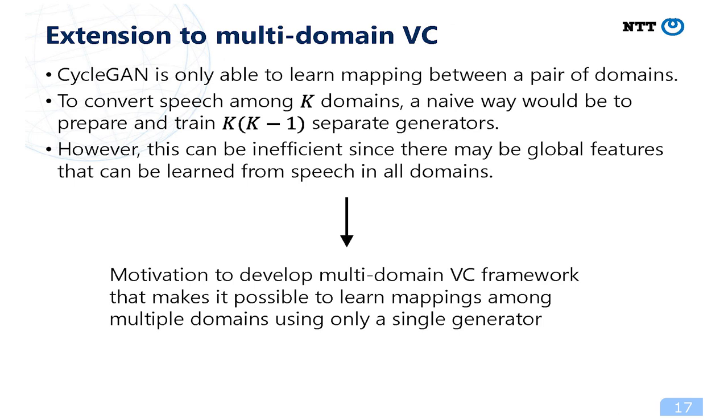Okay, so CycleGAN works reasonably well, but one limitation is that it is only able to learn mappings between a pair of domains. So if you are concerned with converting speech among multiple domains, say K domains, a naive way would be to prepare and train K times K minus one separate generators. However, this can be obviously inefficient, since there may be global features that can be learned from speech in all the domains. So the motivation is to develop multi-domain VC that makes it possible to learn mappings among multiple domains using a single generator.